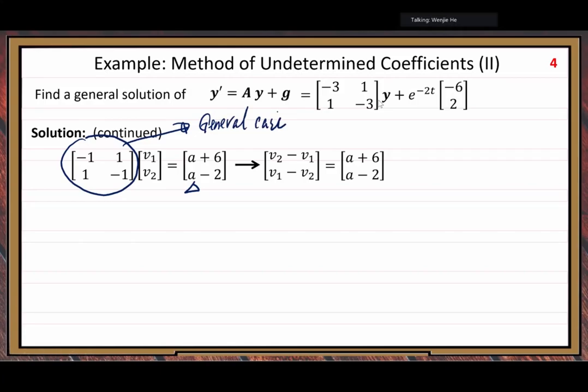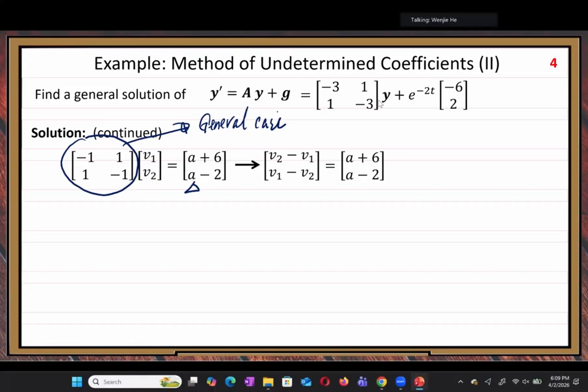For the special case, we found it by observation, but if I change the coefficient numbers, is there some systematic way to find the answer? I want to answer this question. Some systematic way to find the answer. All right, let me give you the answer.